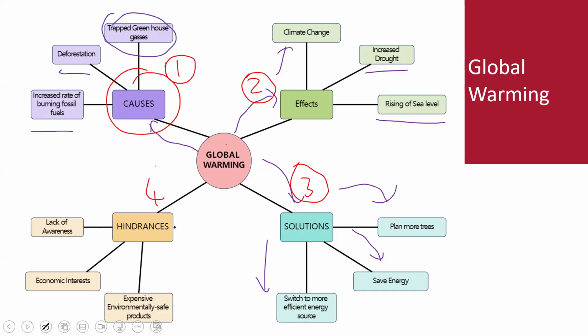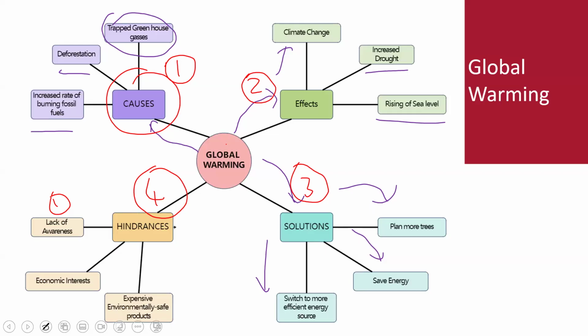And then number four, why don't we do it? First one, we can think about Donald Trump in every single one of these now, right? So just get a picture of Donald Trump in your head. Lack of awareness, right? People aren't aware of what they're doing that's causing the problem.